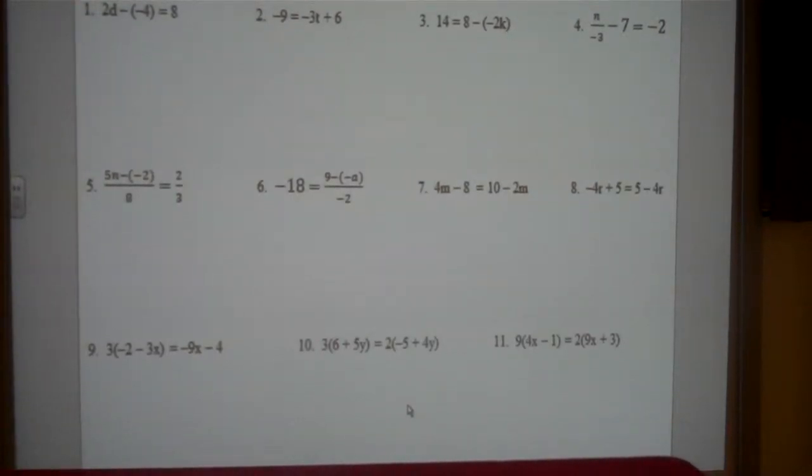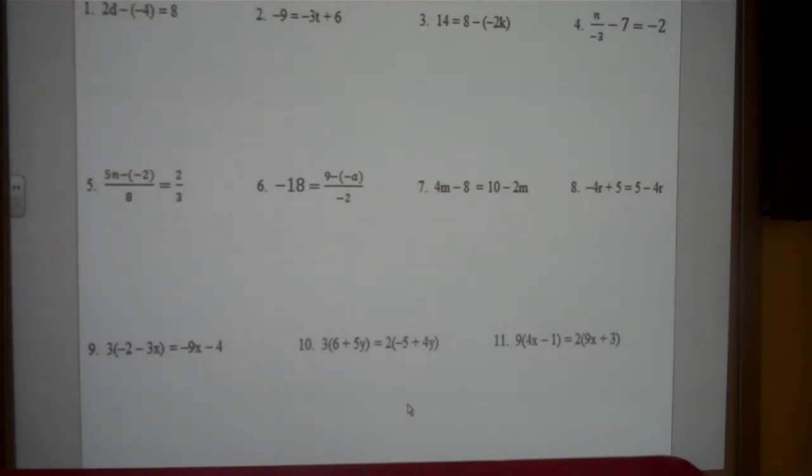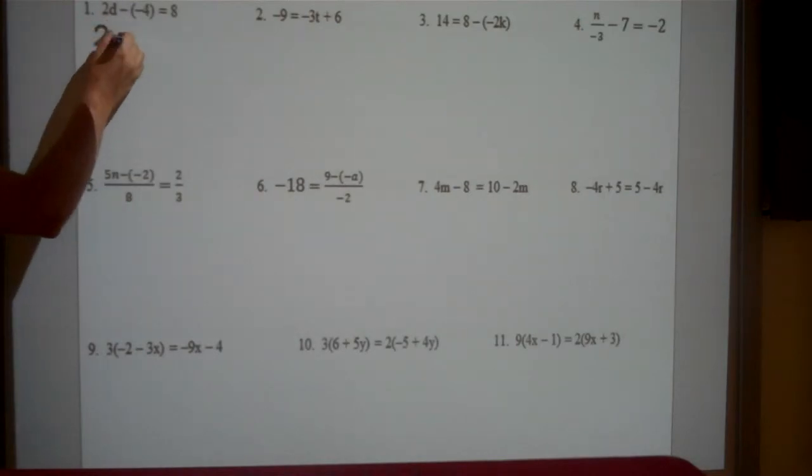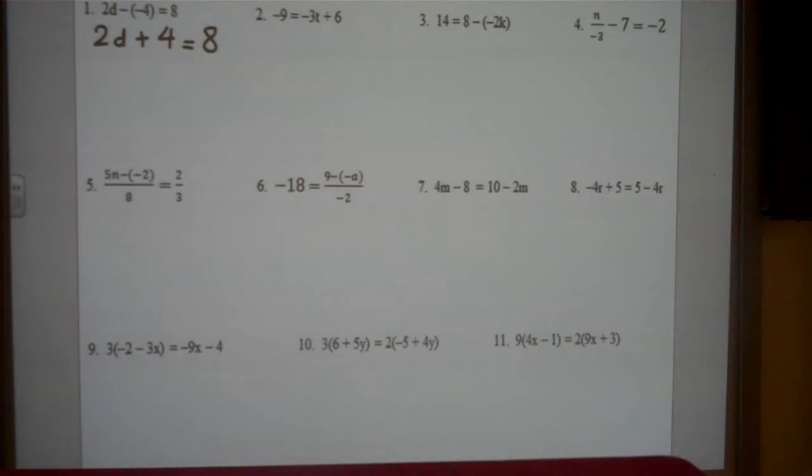So this is the pre-test for Unit 2, and the first section we're going to look at is solving equations. Now a lot of these questions actually you have to do some simplifying before we can solve. So things like this where we're subtracting a negative, we should know that that's the same as actually adding. So I can go ahead and say this is the same as 2d plus 4 equals 8.